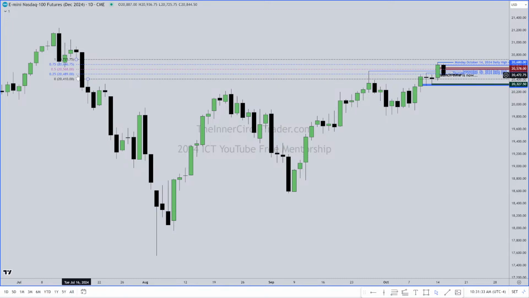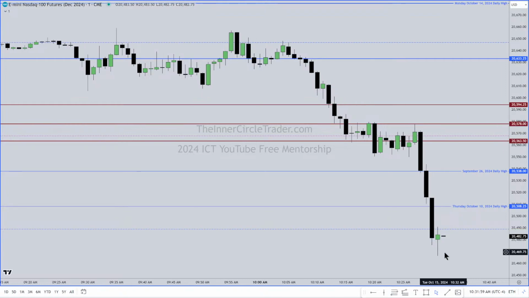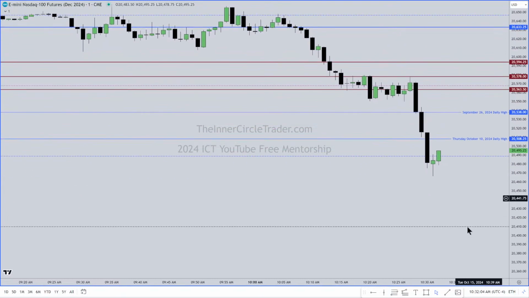Equilibrium, lower quadrant is 20,489. The low of it is 410 even. 20,489. Go back into a 1 minute chart. 489 is that level right there. See that? So we traded down to and below equilibrium of that daily SIBI. And what did it do there? Protraction lower, reaching down to the lower quadrant. That's the low of the daily SIBI right here.